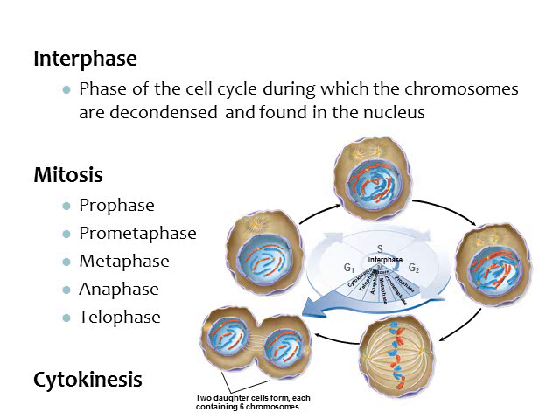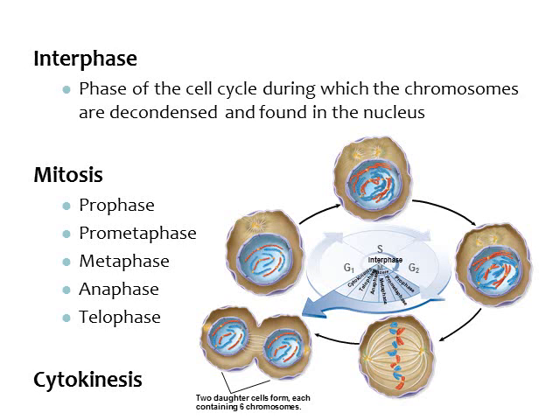So we talked about interphase a little bit when we looked at the cell cycle. Interphase includes the G1, the S, and the G2. Most of the time in our cell cycle is spent in interphase. Interphase is a phase of the cell cycle during which the chromosomes are decondensed, replicated, and found in the nucleus.